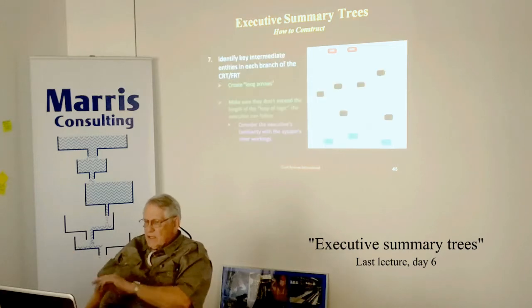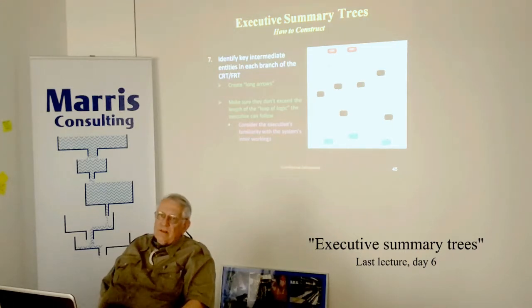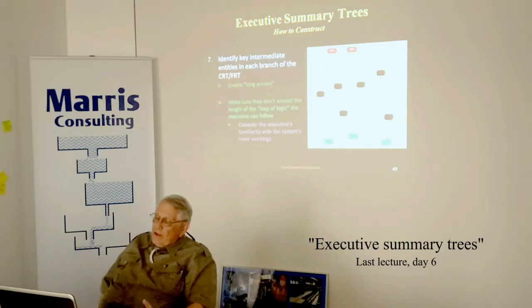Great. Step 7, identify key intermediate entities in each branch. In other words, you're going to deliberately create long arrows. After I went through 6 days telling you no long arrows, I'm telling you now you're going to put them back in. What you are going to do is deliberately create these long arrows, but you're going to make sure that they do not exceed the length of the leap of logic you think the executive can follow. This is a value judgment on your part.